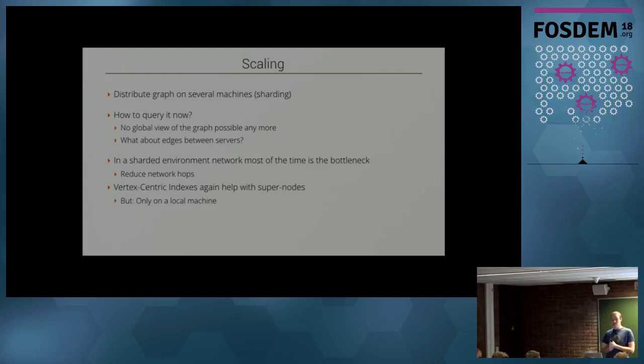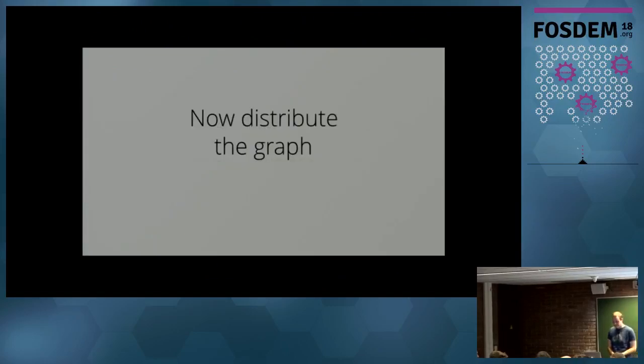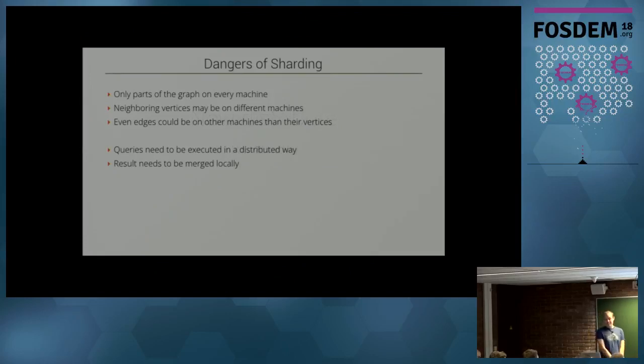Again, we could use vertex-centric indexes for supernodes. However, they only work on a single machine. At least there is no distributed implementation that I know of right now for a vertex-centric index. So if anyone knows, please correct me. So vertex-centric indexes only help for a single machine. Nevertheless, for one shard, you could add a vertex-centric index, and it should be better for a local query. So now, first, let's distribute the graph.